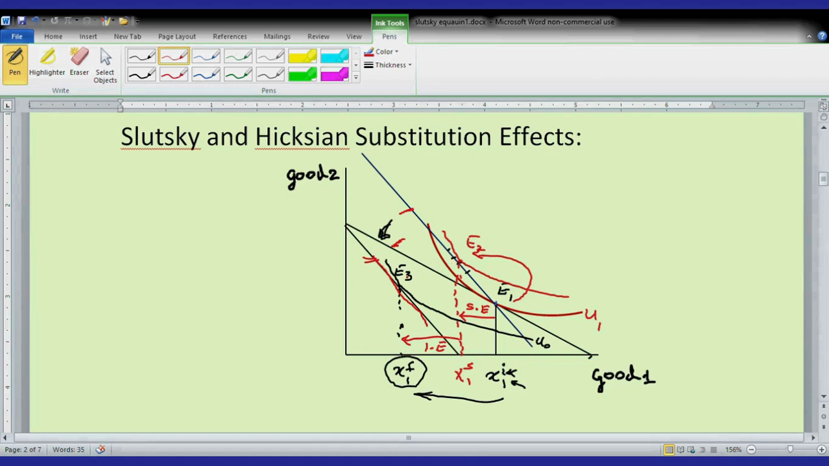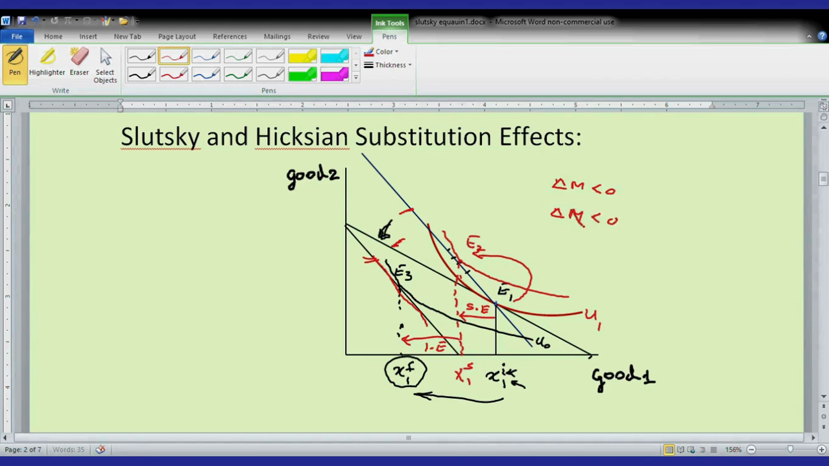And the other thing that you should be able to see in this graph is that a movement from E2 to E3, like we said, is from a higher income constraint to a lower income constraint. So the income is decreasing while moving from E2 to E3, and with the decrease in income, we observe that the consumption of good one decreases from x1s to x1f. So we can say that change in income is less than zero because income is going down, and change in consumption of good one is also less than zero because consumption of good one is decreasing.